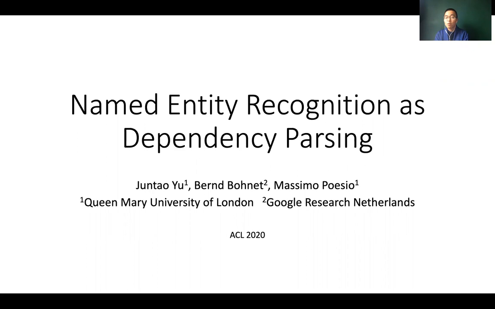Today I'm going to share with you one of this year's ACL papers, Named Entity Recognition as Dependency Parsing.